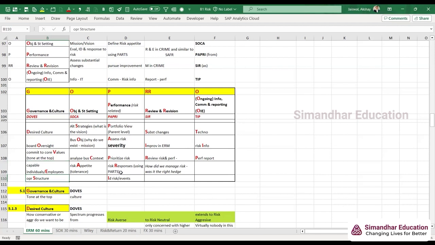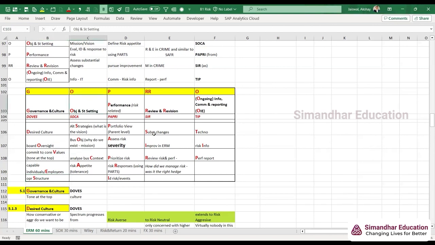Operating structure. What operating structure means is how the organization is structured, right? How the employees are structured, superior, subordinates, how the product lines are there, how it is regionally, geographically structured.